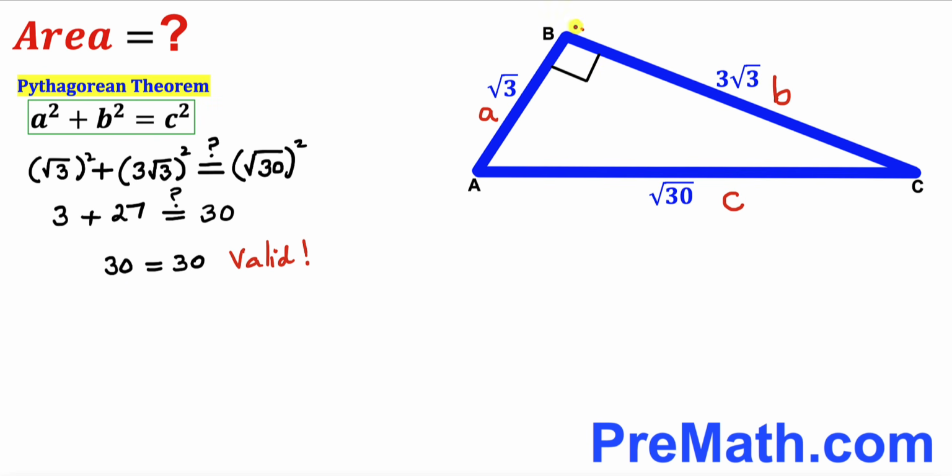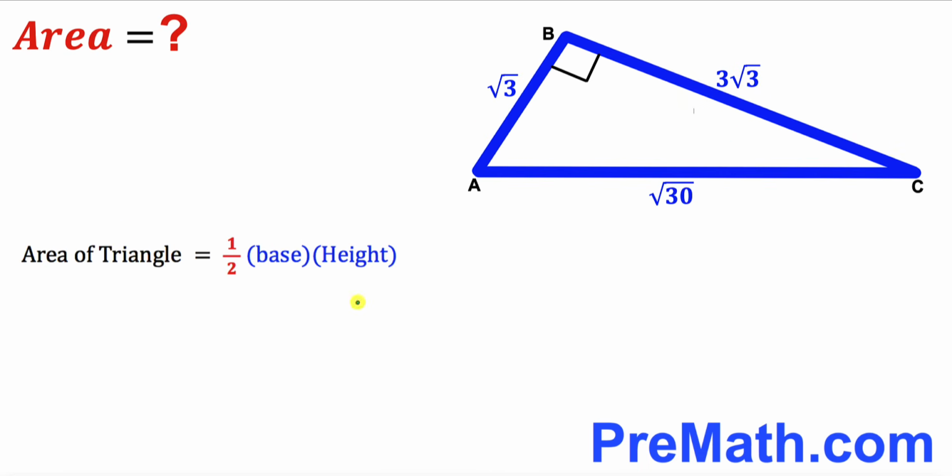So we conclude that this angle ABC has got to be a 90 degree angle. In other words, this triangle ABC is a right triangle. So let's recall the area of a triangle formula. Area is always equal to a half times base times the height of the triangle. Since we are dealing with this right triangle ABC, our base is 3 times square root of 3, and the height of this triangle is square root of 3.